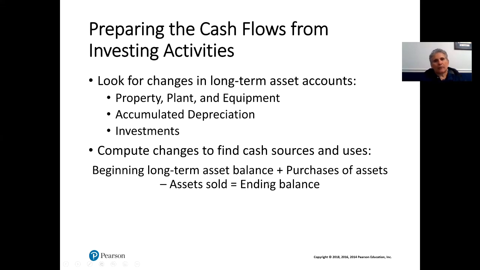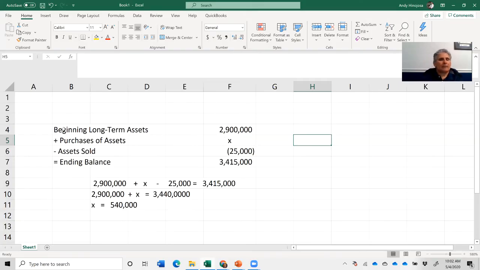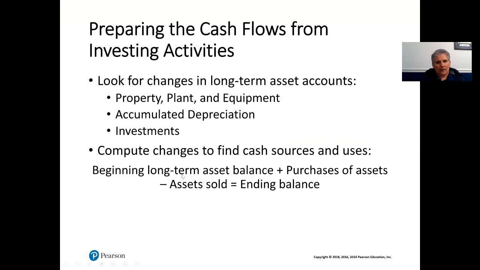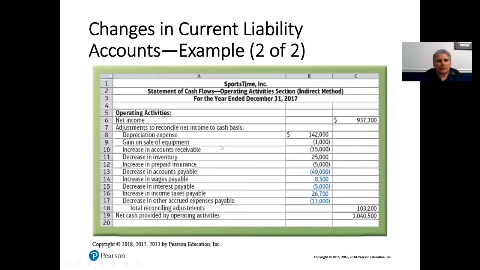So we're going to come up with the formula here. The formula is beginning long-term assets plus purchases minus assets sold equals the ending balance. This is what we just went over. This is this formula here, except I put it on a spreadsheet. So all we have to do is figure out, well, what are we trying to solve for? We're trying to solve for the missing variable, that is purchases of assets. Beginning long-term assets, $2,900,000. Let's go confirm that.